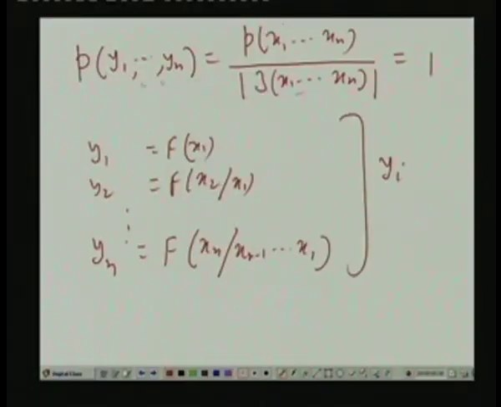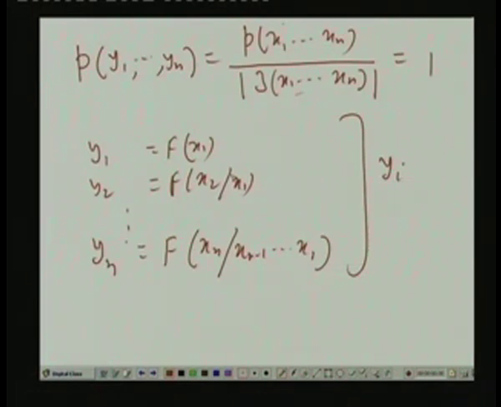And so, therefore, you just have to do this once: the probability density of x_1 to x_n divided by the Jacobian determinant, and that is equal to 1. So, I repeat, their joint density is 0 outside the hypercube, and at any point within the hypercube it is 1. That is interesting, right.